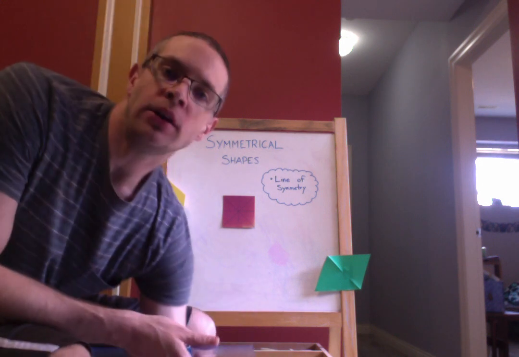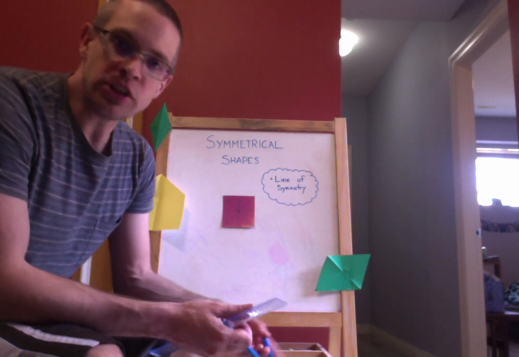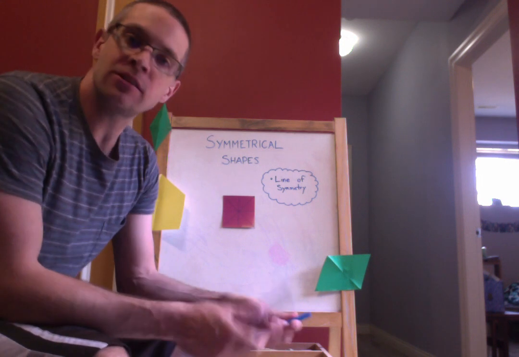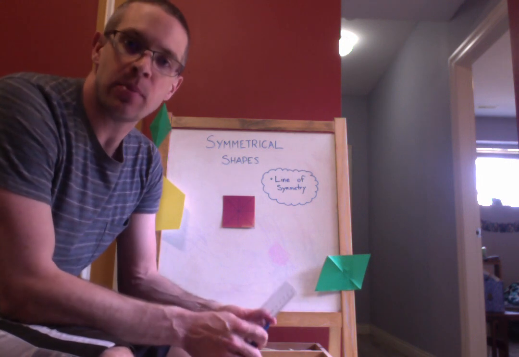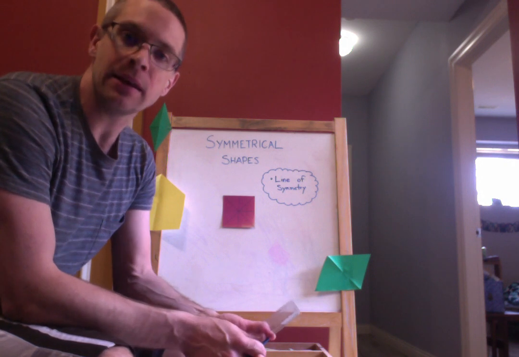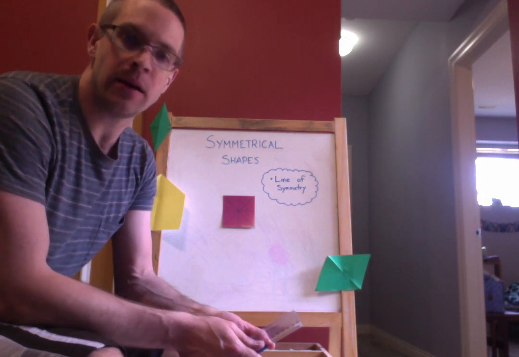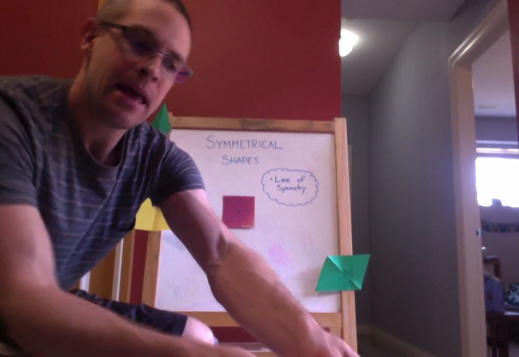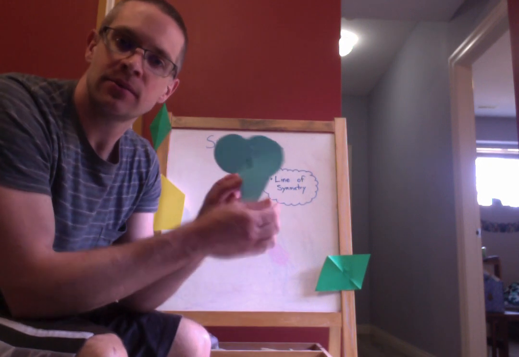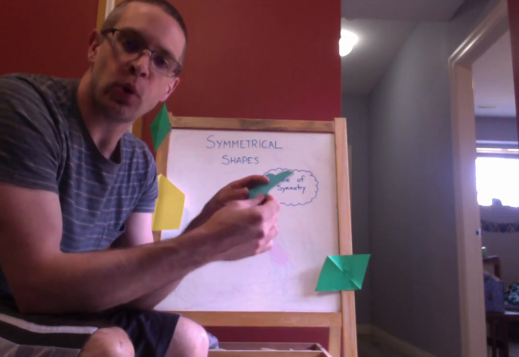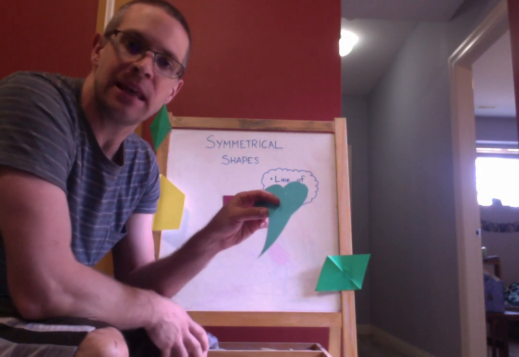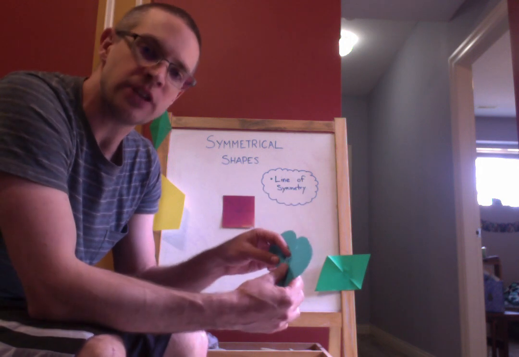If you're not sure what a symmetrical shape is, remember a symmetrical shape is a shape that has at least 1 line of symmetry, right? If I have a shape that I cannot divide in half, fold in half so that the 2 sides are exactly the same, it is a non-symmetrical shape. Okay?